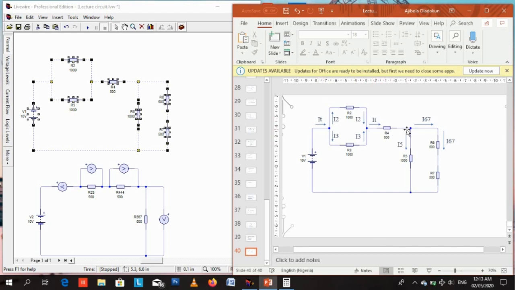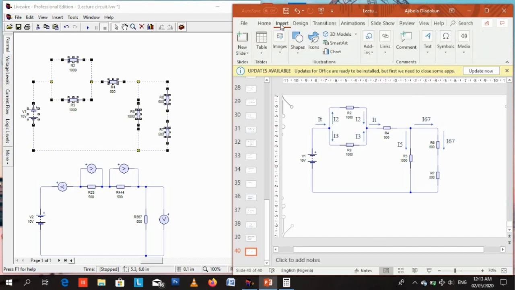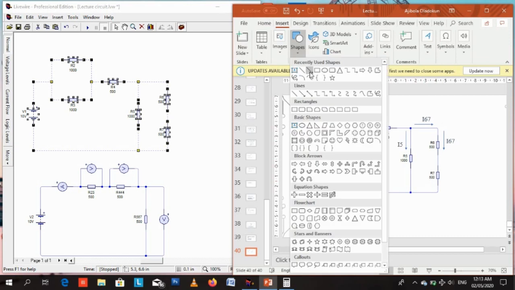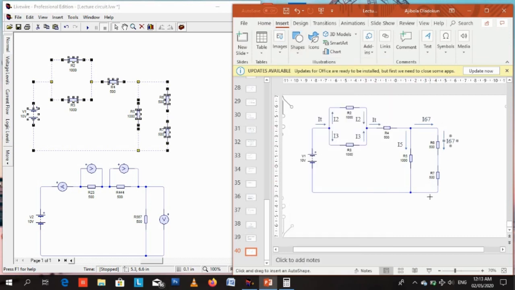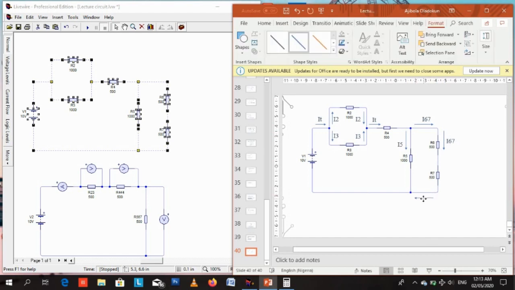Before it split up, it was IT. After they meet up again, it becomes IT. At the second junction, it splits up into I5 and I67. So I67 flows through resistors R6 and R7, while I5 flows through resistor R5. So let's draw another arrow here to show that I67 flows down here, and at this point I5 still continues here. So let's copy and paste. This is I5. I5 still flows down till it gets to this new junction. I67 still follows this trajectory until it gets here.